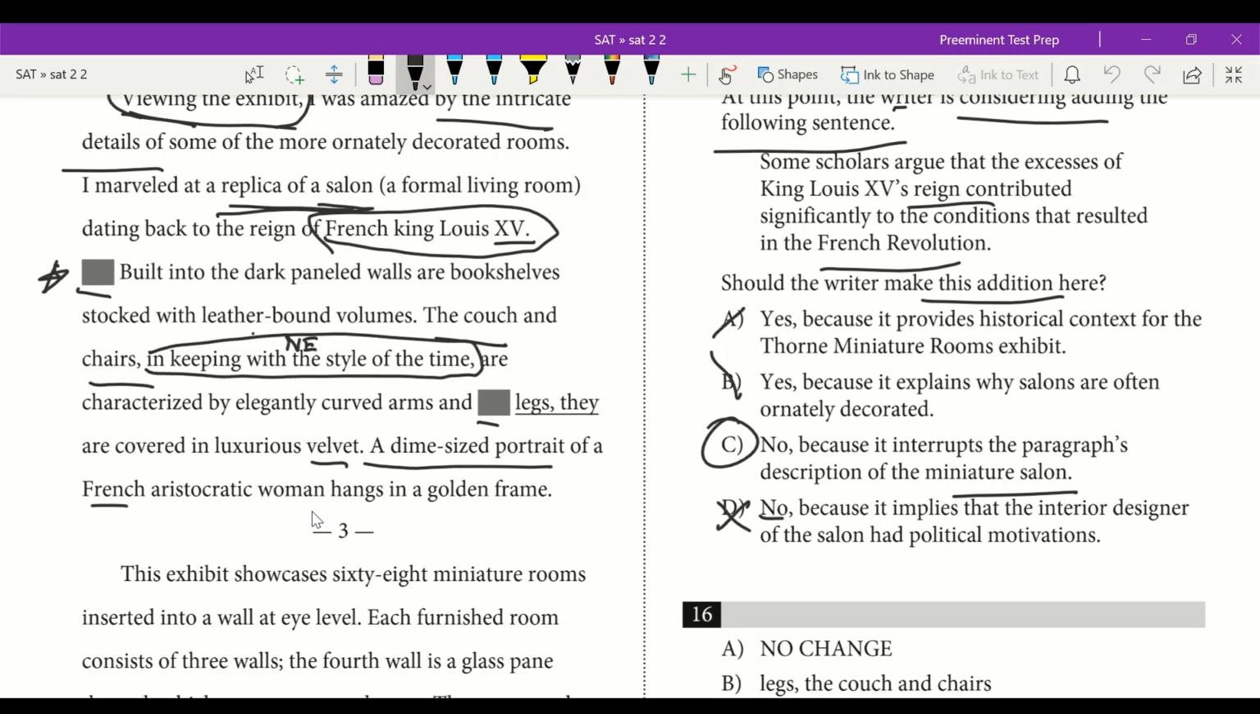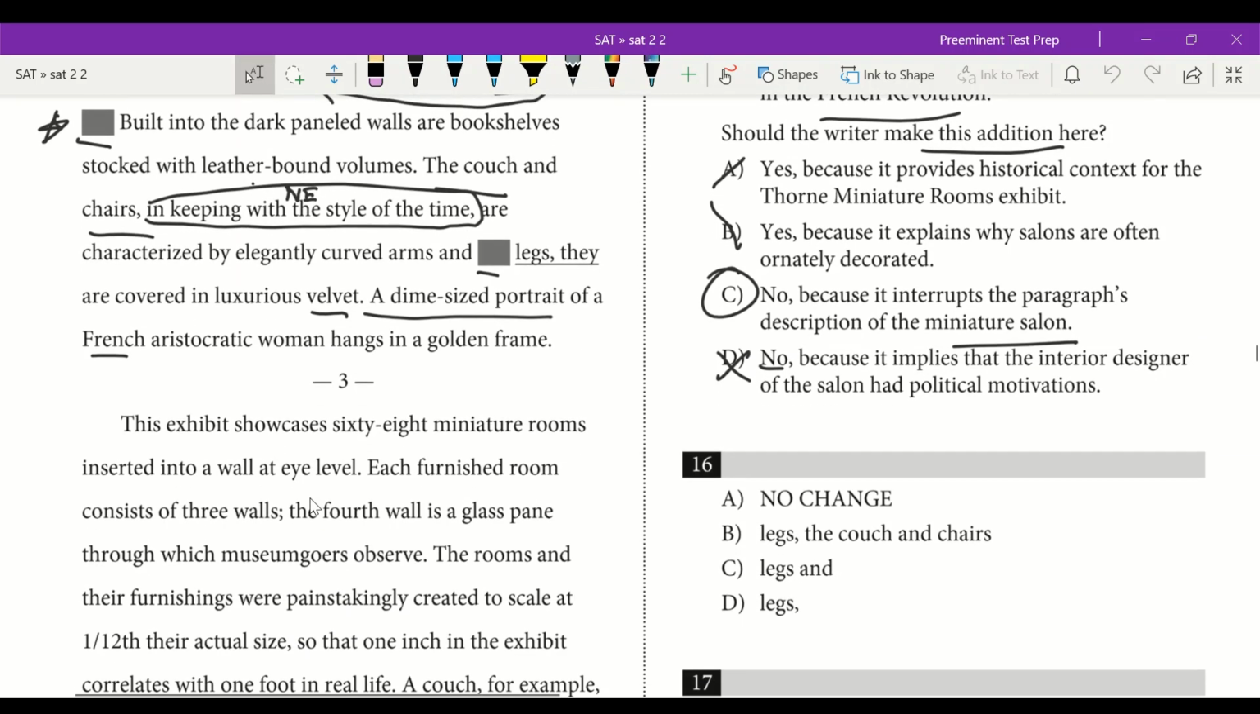Comma, they are covered in luxurious velvet. Alright, so let's look at our options. Well, let's think here. If we're going to have a comma here, but then we have they are covered in luxurious velvet, well, they are covered in luxurious velvet is an independent clause. We can't have a comma to separate that without a FANBOYS conjunction, and we don't have one. So no change is out. And then we look at our other options.